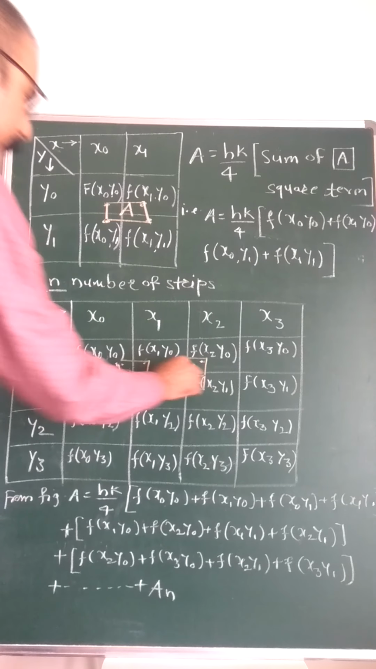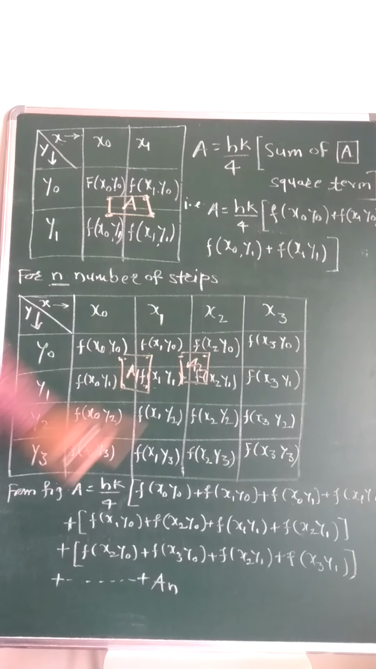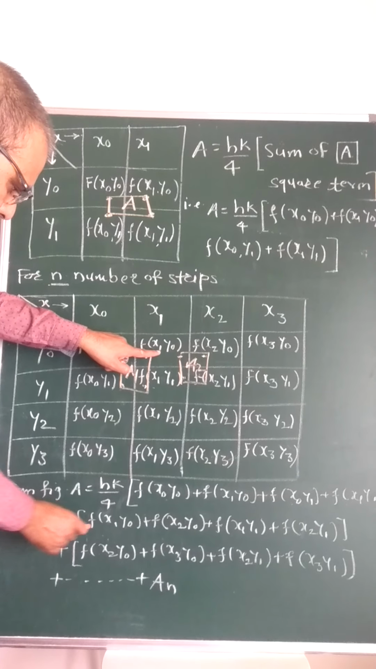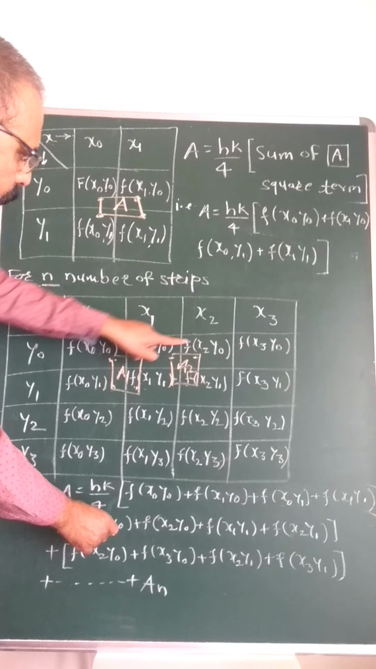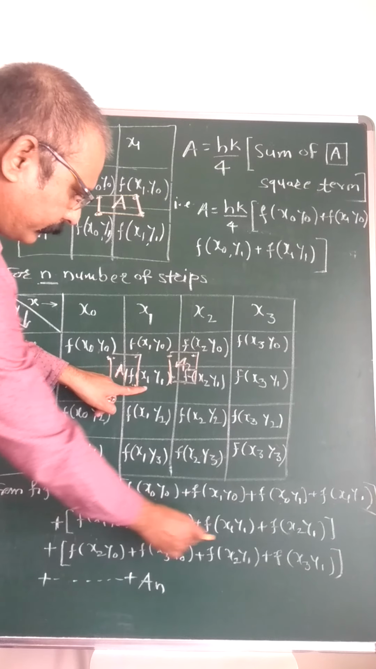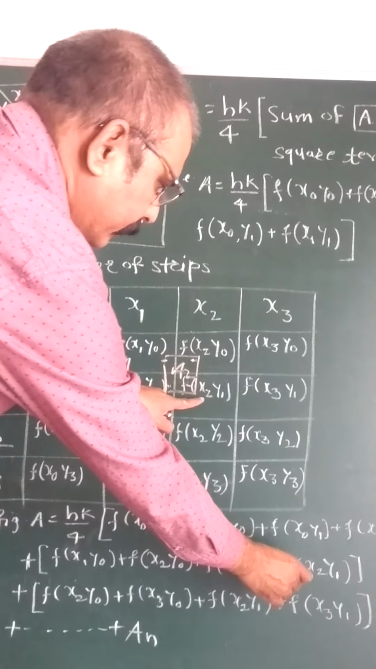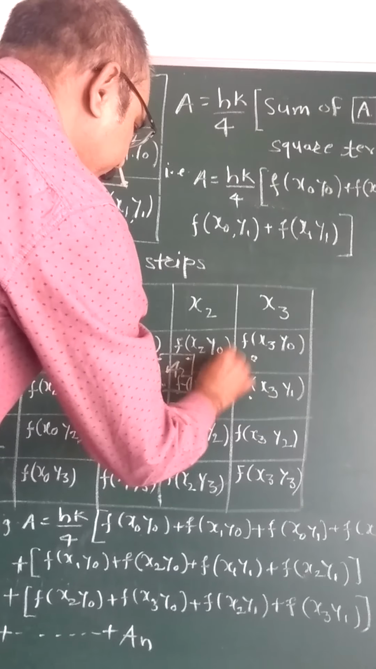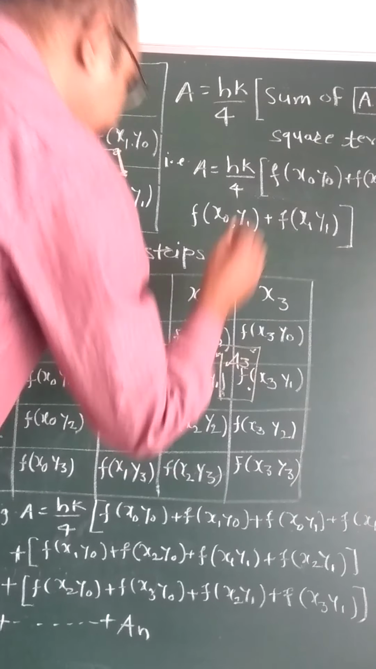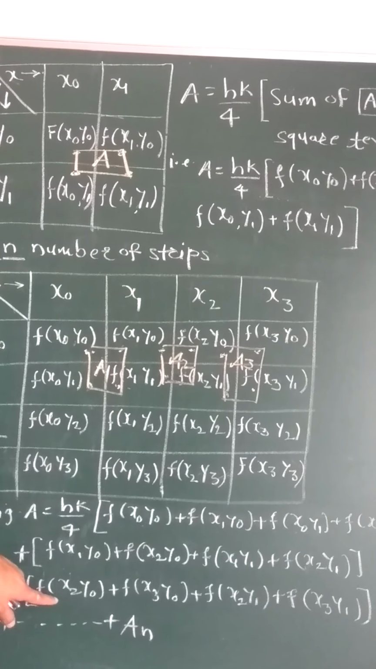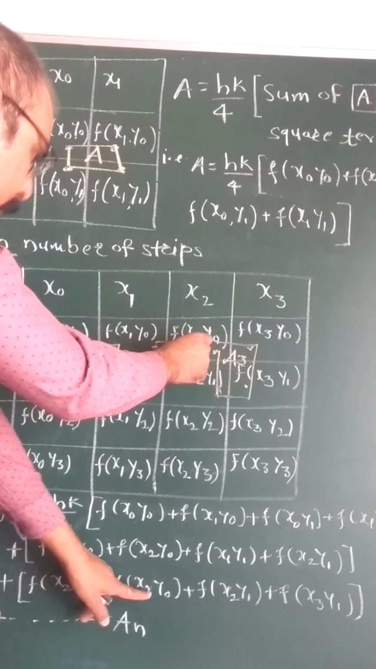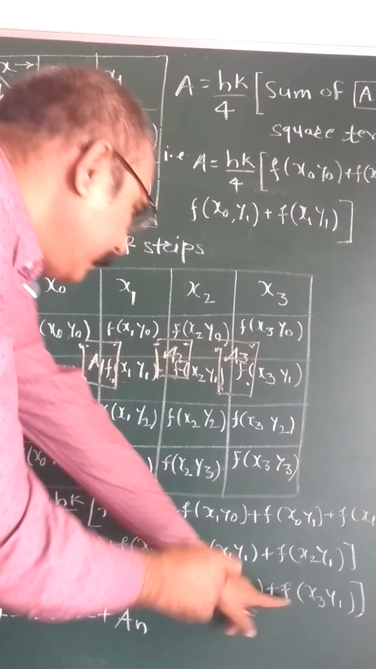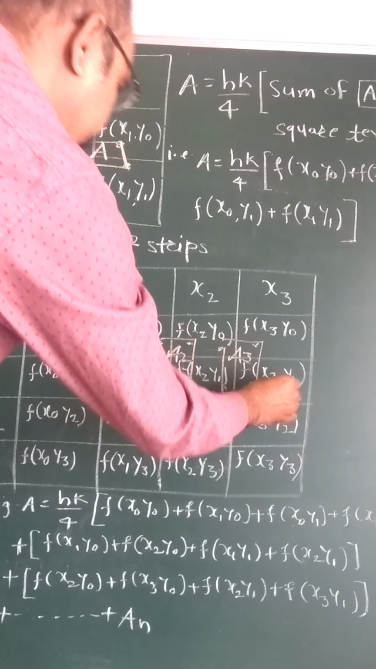the second square, consider it as area a2. Therefore, a2 is equal to f of x1, y0 plus f of x2, y0, f of x1, y1, f of x2, y1. Similarly, the third square, that is a3, is f of x2, y0, f of x3, y0, f of x2, y1 and f of x3, y1.